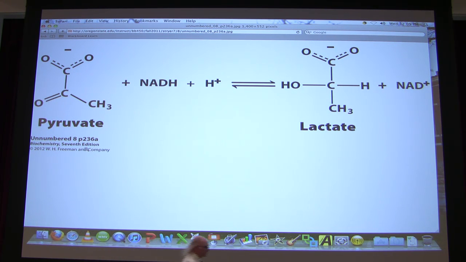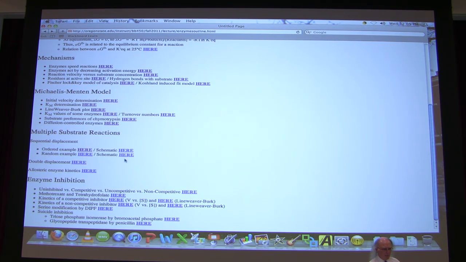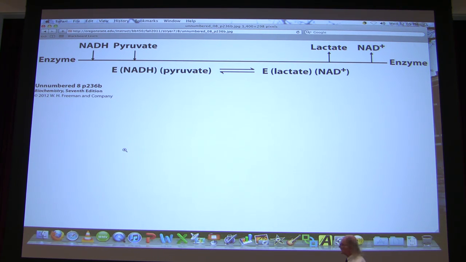In the case of this particular enzyme, I'm going to show you a couple of diagrams. You're not responsible for the diagrams. I only show them to you so you can see something about how the enzyme works. In this case, the enzyme binds to NADH first. The binding of NADH causes a shape change that now favors the binding of pyruvate. After pyruvate has bound, the reaction is catalyzed. So this is a very simple example of an induced fit happening when we have ordered binding of sequential displacement.